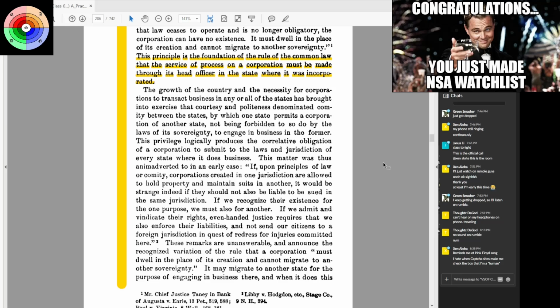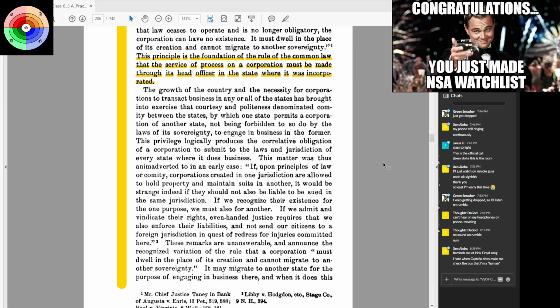In early cases, quote, if upon principles of law or comity, corporations created in one jurisdiction are allowed to hold property and maintain suits in another, it would be strange indeed if they should not also be liable to be sued in the same jurisdiction. For if we recognize their existence for the one purpose, we must also for another. If we admit and vindicate their rights, even-handed justice requires that we also enforce their liabilities and not send our citizens to a foreign jurisdiction in quest of redress for injuries committed here.